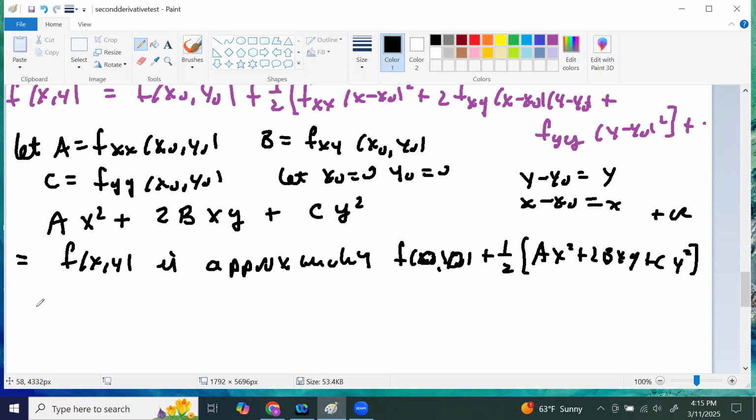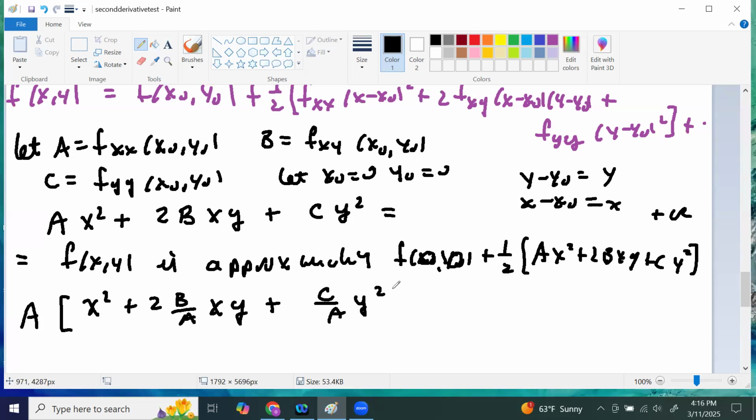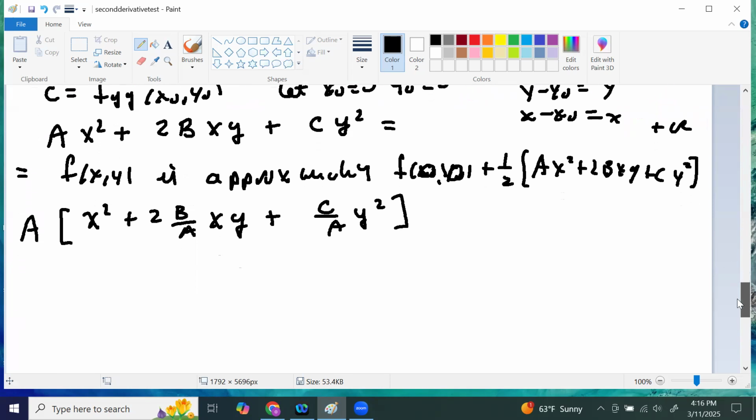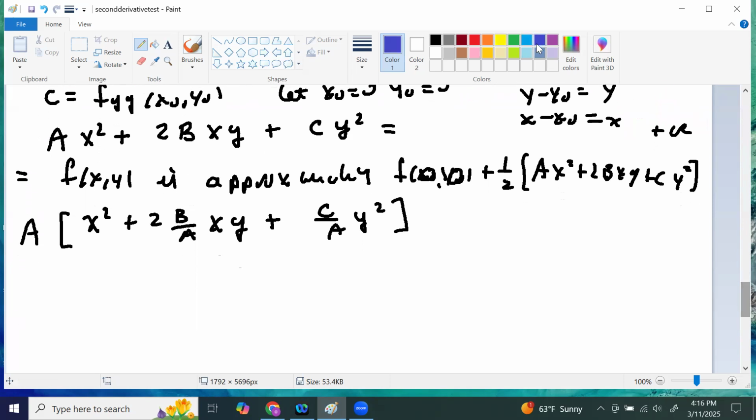So let's take a look at this. Now this polynomial function, I'm going to divide out by an a, assuming that's not 0. And I'm going to have an x squared plus 2b over a x y plus c over a y squared. Now, here's what I'm going to do. I'm going to take these two terms right here, and I'm going to complete the square.